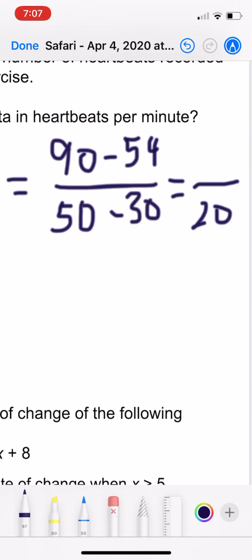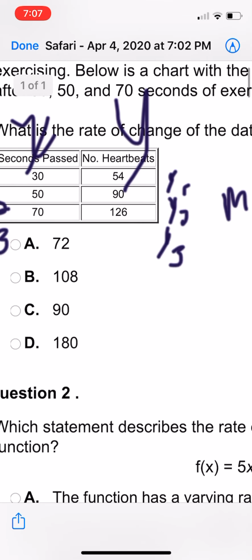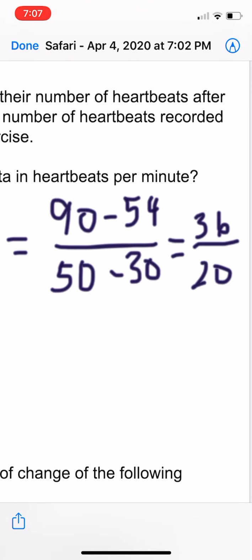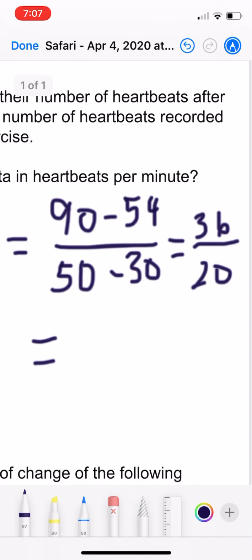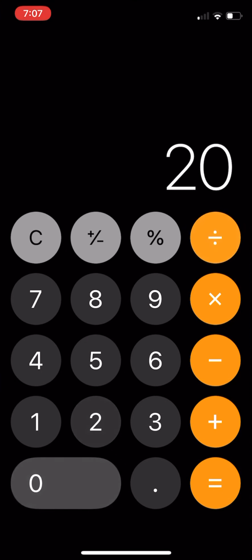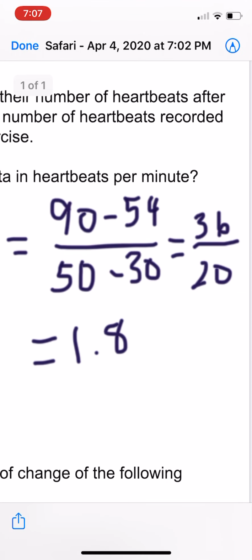So we have 20 in the bottom, and in the top we have 36. You're going to want to reduce that. Top and bottom, reduce it. Let me see what the answers are looking like over here. Oh, okay. I know what's weird about this. So I'm going to divide this. 36 divided by 20 gives me 1.8. All right, so my answer doesn't match any of these.